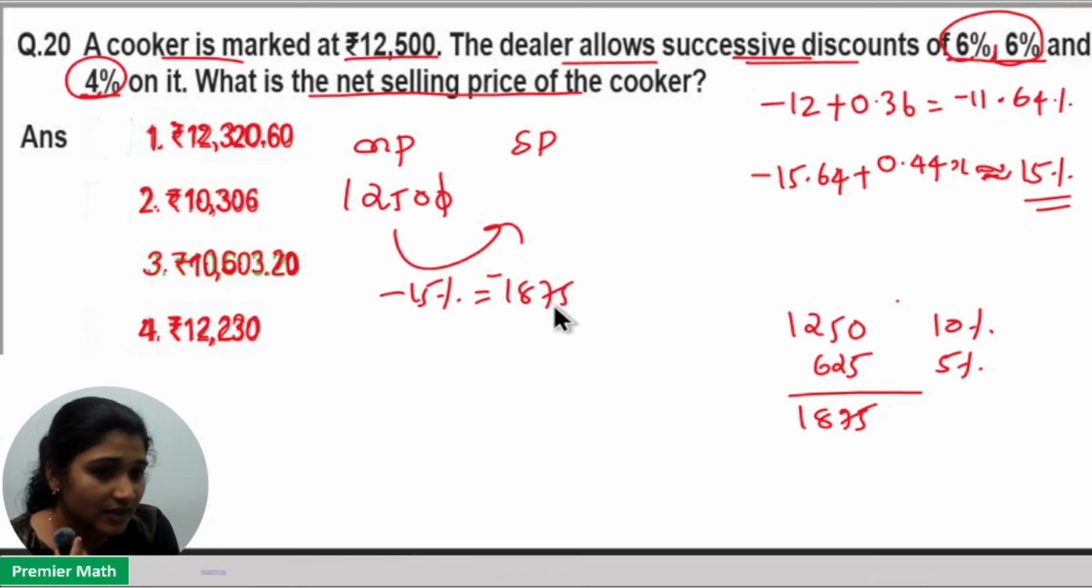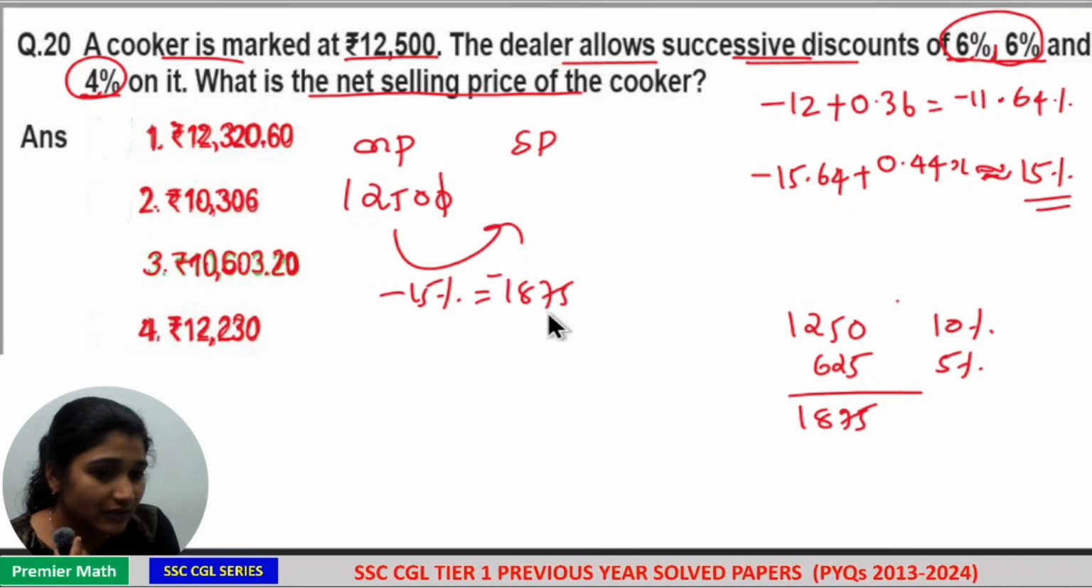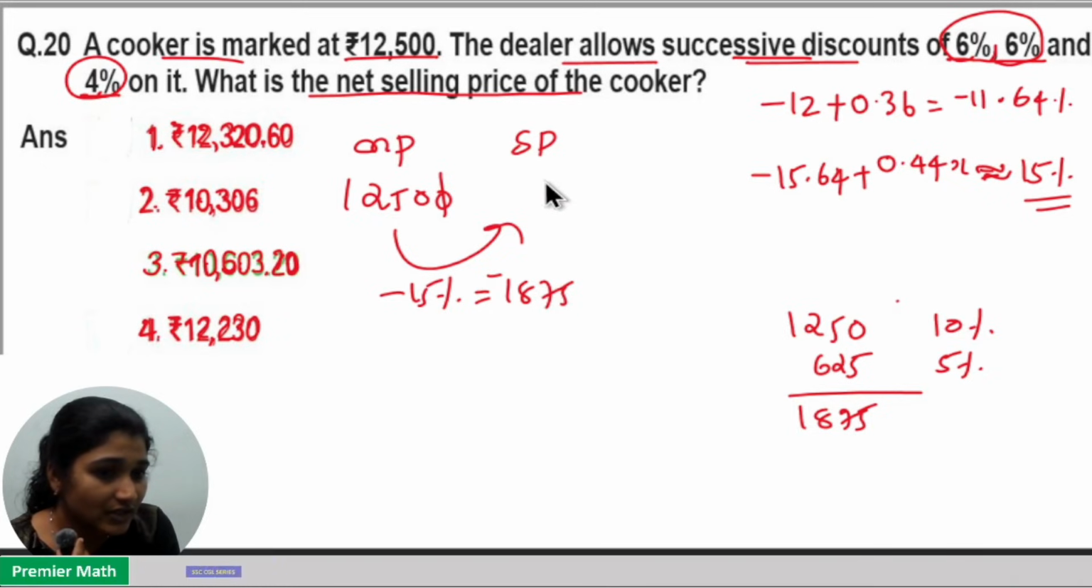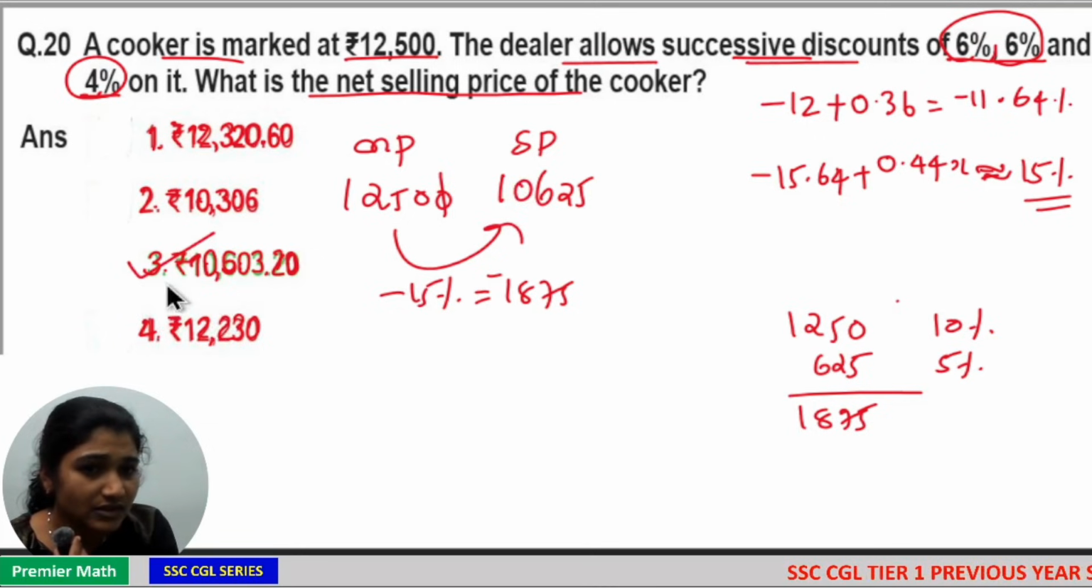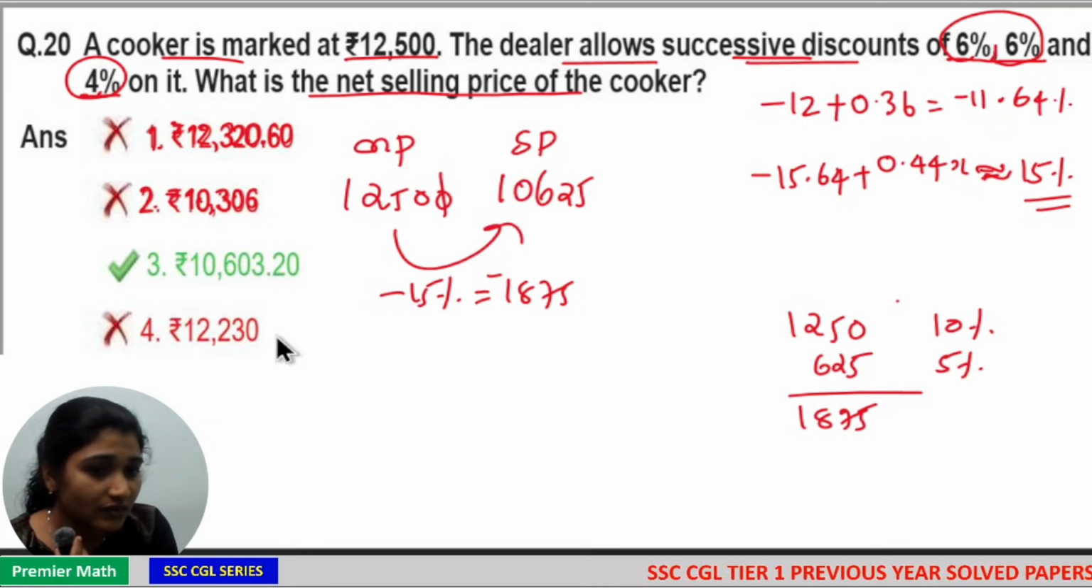12,500 minus 1500 is equal to 11,000. Then 1000 minus 375 is equal to 1000 minus 300, 700, 700 minus 75, 625. So this will become 10,625. So option 3 is your answer. This is the rounded value. We just take it as around 15%.